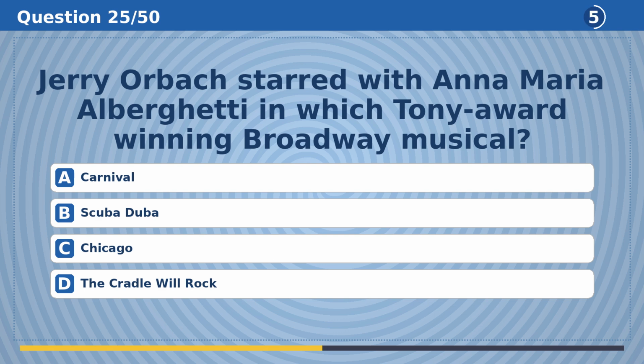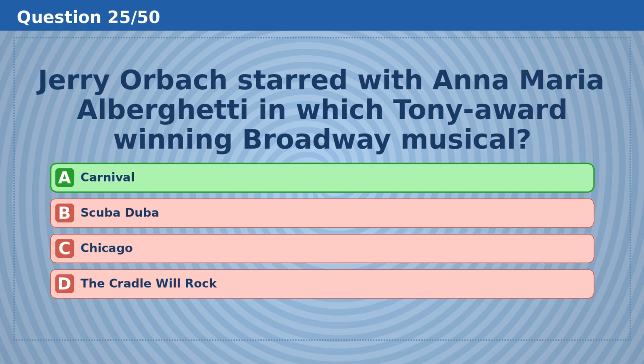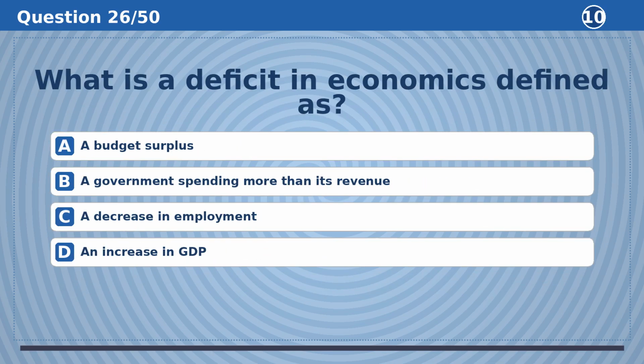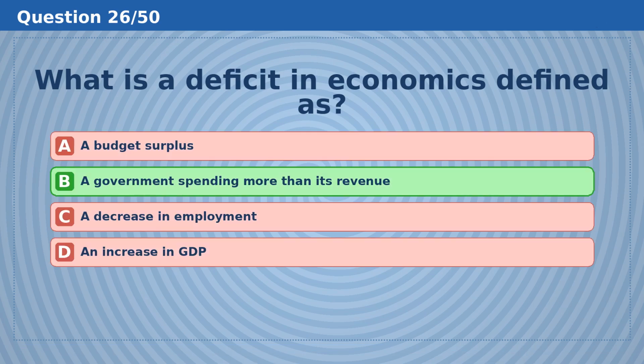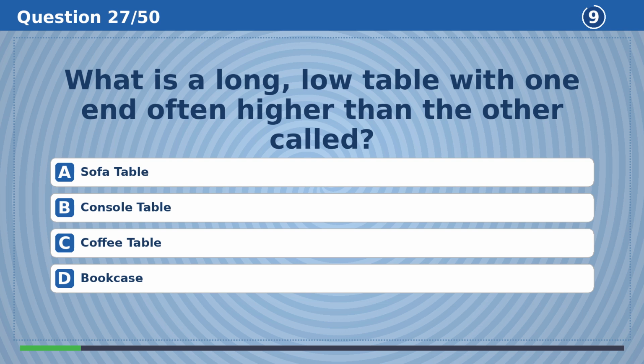Jerry Orbach starred with Anna Maria Alberghetti in which Tony Award-winning Broadway musical? The answer is A, Carnival. What is a deficit in economics defined as? The answer is B, a government spending more than its revenue.